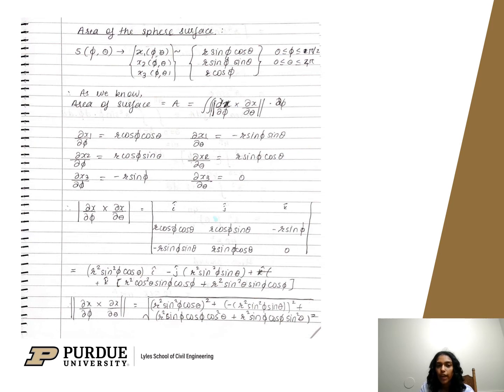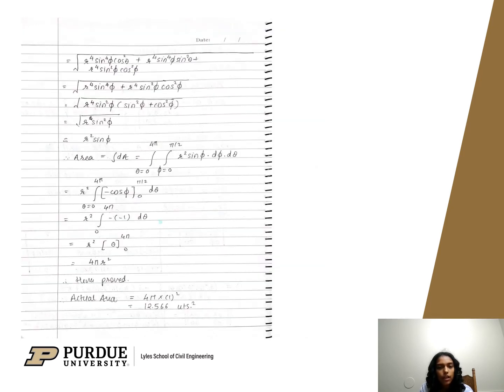Now these are the calculations for the area of the sphere or the surface of the sphere. I used the parametric equations that were given in the previous slide, and then I double integrated the magnitude of dou x by dou phi cross dou x by dou theta times dou phi and dou theta. After getting all that, I computed that my area becomes 4 pi r square, and the actual area computed becomes 12.566.